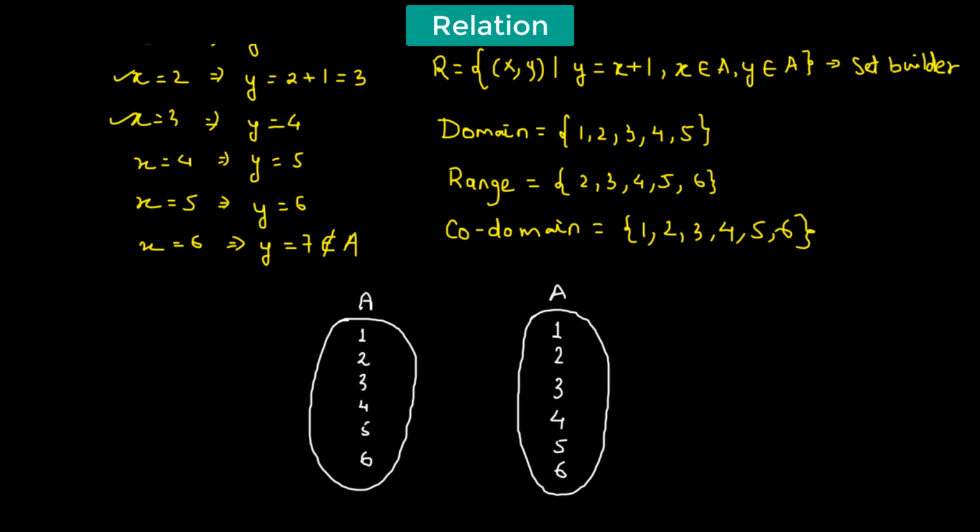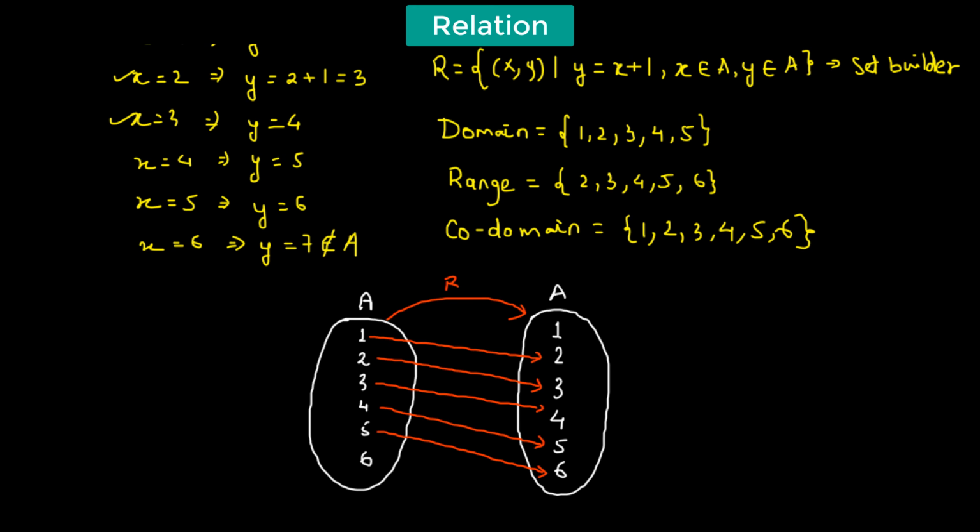Then we begin by selecting the first element of set A, which is 1. The corresponding element is 2. When we select 2, we get 3. When we select 3, we get 4. When we select 4, we get 5. And when we select 5, we get 6. So this is a relation going from A to A.